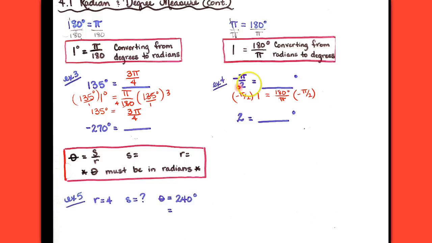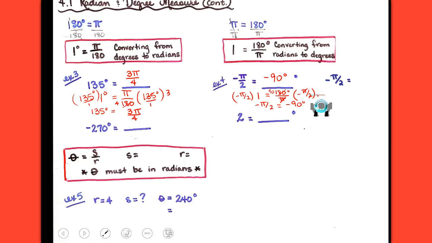So now I have what I needed on the left-hand side, and I just need to simplify on the right-hand side. So on the right-hand side, the pi in my numerator and the pi in my denominator will cancel out. And then 180 divided by 2 would simplify down to 90 over 1. So in my numerator, I have 90 times negative 1, and in my denominator, I have 1 times 1. So that would give me a negative 90 degrees.